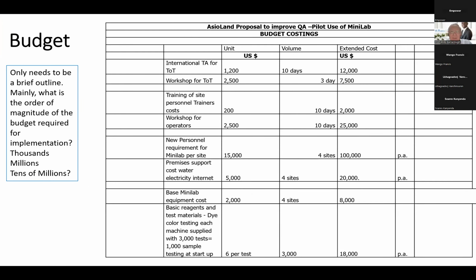So here is a sample budget. This is for training. You're going to do training, some international technical assistance. You're going to have a workshop for training of trainers. You're going to have training on site, a workshop for operators, some new personnel. If you don't know what the unit costs are, we can assist you with some unit costs. But that's the kind of detail we're looking for. One page. And that's on your action plan. What's my action plan? I'm going to train people in how to do it. And this is my budget for the action plan. Just very, very basic.